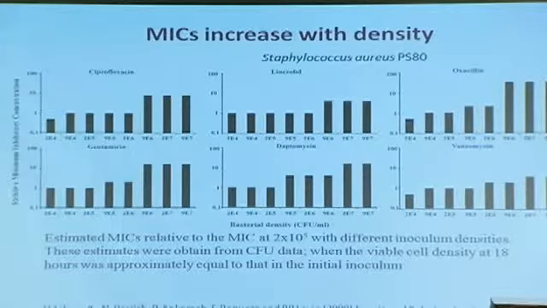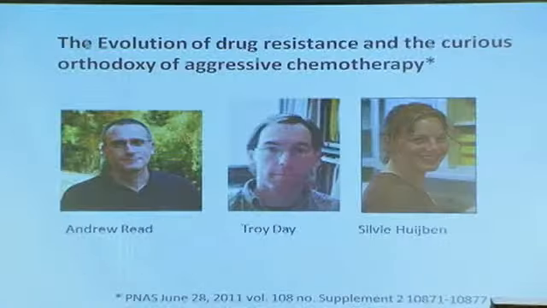So how do you then decide on antibiotic treatment from these optimum things? Our papers go into this, and we rant on and on against what we call the PK/PD mafia and their approach. But what I'm going to talk about today, and the thing that made me change my talk, was a recent paper by Andrew Reed, Troy Day, and Sylvia Heiben on the evolution of drug resistance and the curious orthodoxy of aggressive chemotherapy. It just came out recently in PNAS, and we had a little lab meeting about a week ago, and I just said, I've got to say something about this.